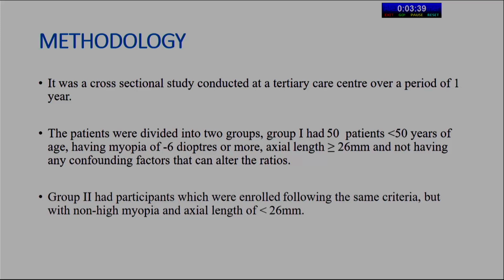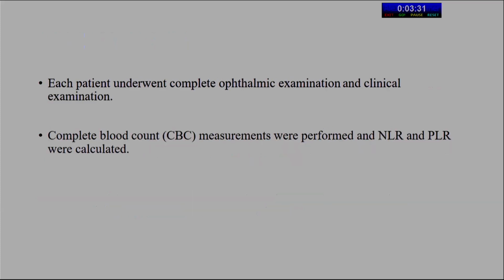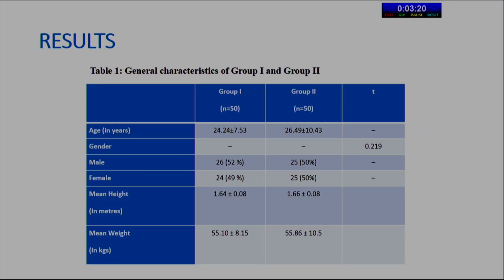Group 2 had patients who were enrolled following the same criteria but with non-high myopia and axial length of less than 26 millimeters. Each patient underwent complete ophthalmic and clinical examination. Complete blood count measurements were performed and the NLR and PLR ratios were calculated.